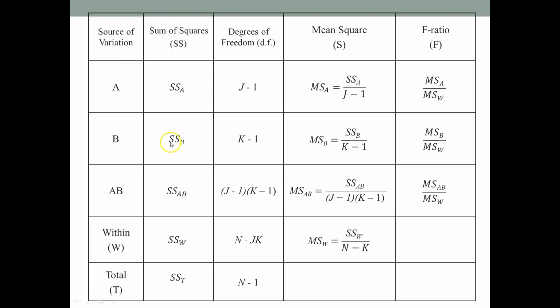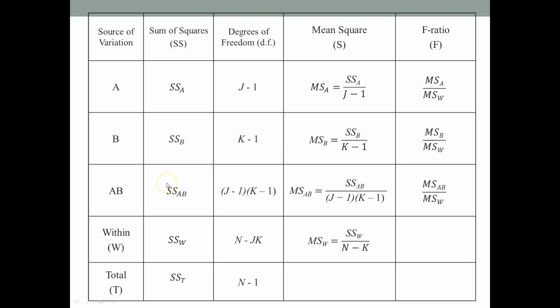We need to do the same thing for B, take our sums of squares. In our example, previously we had 2 different levels of A and 3 different levels of B. So 3 levels of B, that would be K minus 1, which is 2. And we would take sums of squares divided by degrees of freedom here, and then take the mean squares of B that we get and divide that by mean squares within.